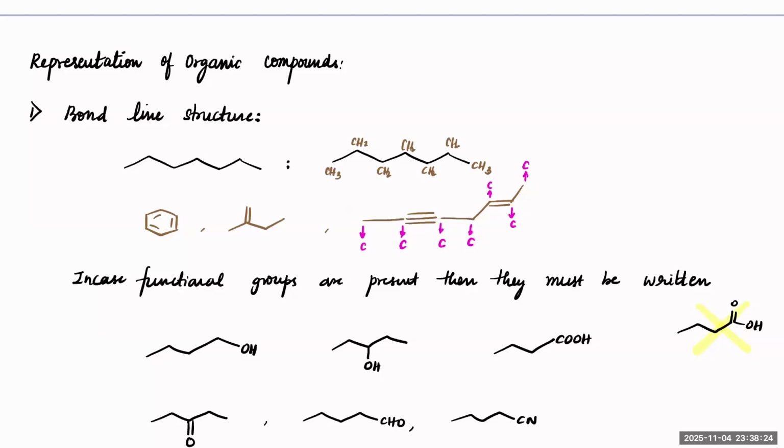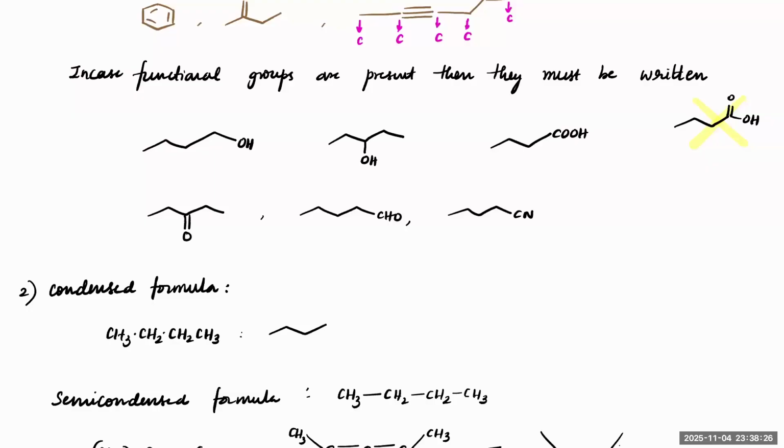Next, in case functional groups are present, then they must be written like this. Suppose there is a functional group present, so whatever be the number of hydrogens present on it, you have to express all of them in the functional group. So this is the correct representation of a functional group form. This is a correct representation. This is a correct representation. Ketone, this one.